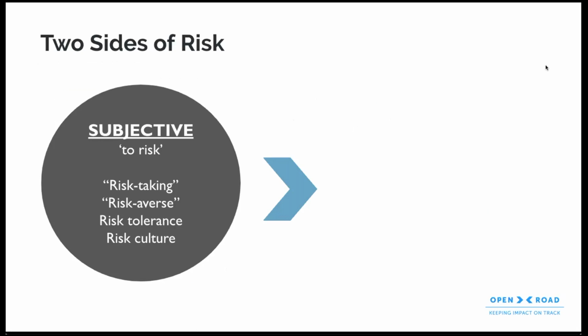So to give a little more clarity to this, going back to that subjective side of risk, this is the idea, the definition of to risk. And this is where all of the language and vocabulary around being risk-taking or being risk-averse comes in. What's your risk tolerance, right? Are you a 1 or a 5 on the risk scale? What is your risk-taking culture as a funder or as an implementer? All of these terms and all of the actions that might emanate from them relate to subjective risk. And subjective risk is fundamentally a choice.